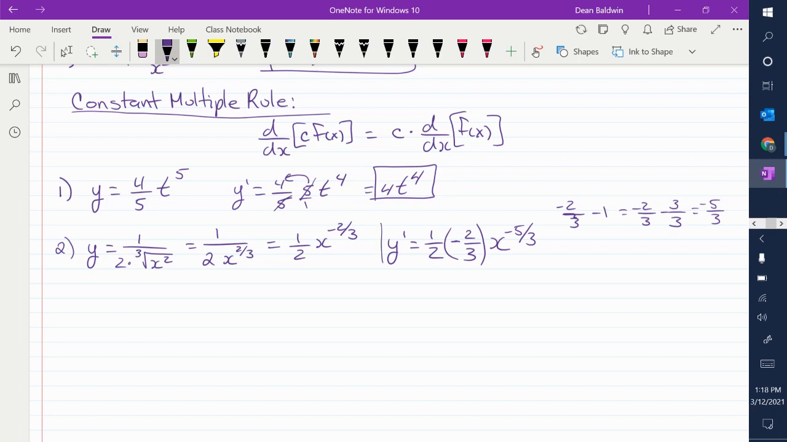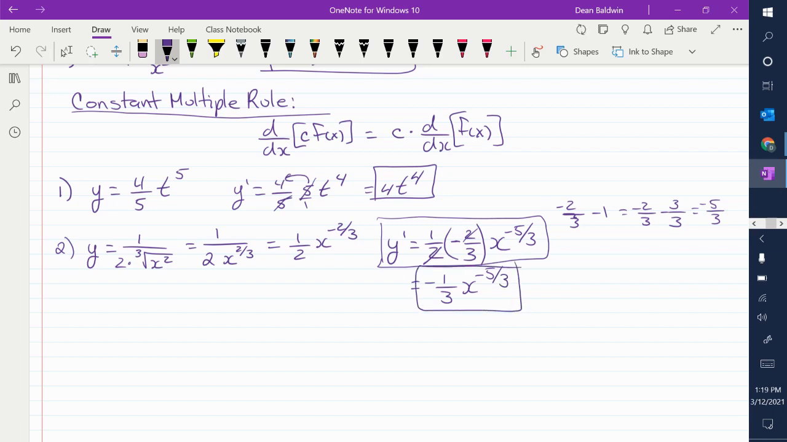So this is technically right, but nobody's going to leave it like that, right? Because it doesn't look sophisticated. We are all sophisticated people here. No? So we have to clean this up. Now, the 1/2 and the 2/3, anything cancel? The 2s should go away, right? So then I'm left with negative 1/3.